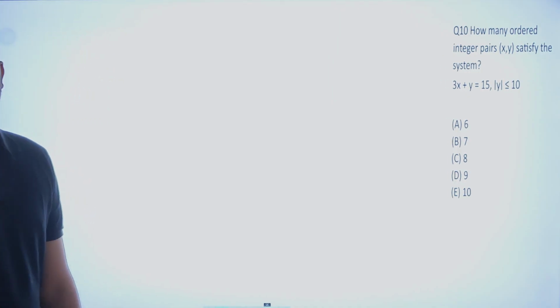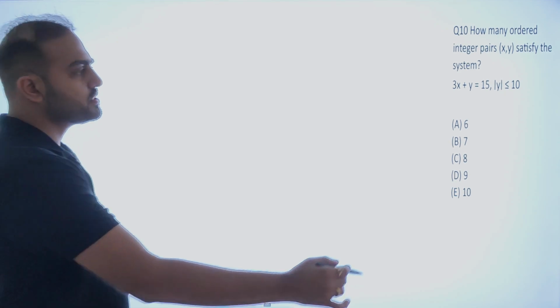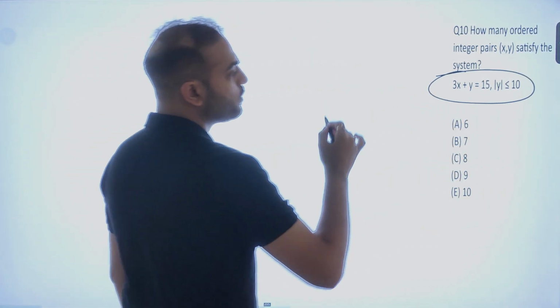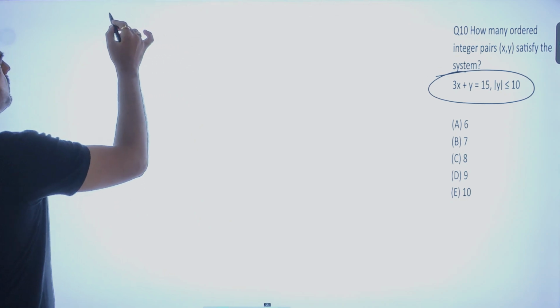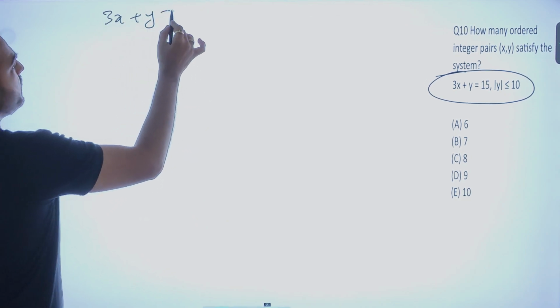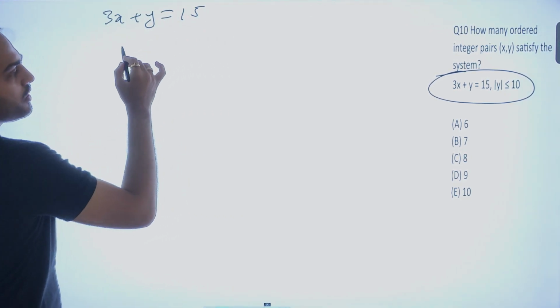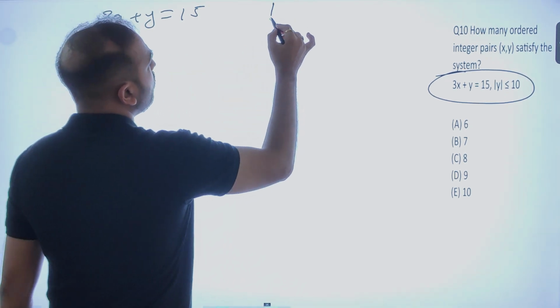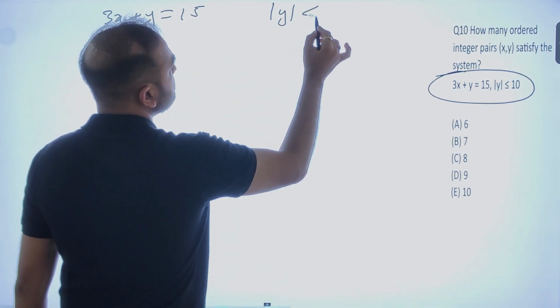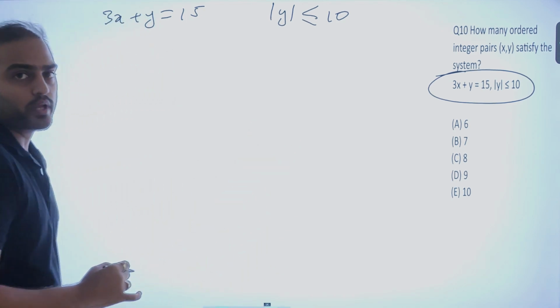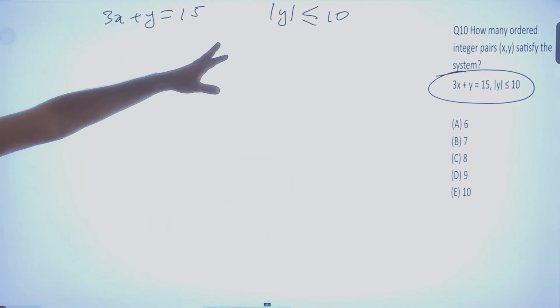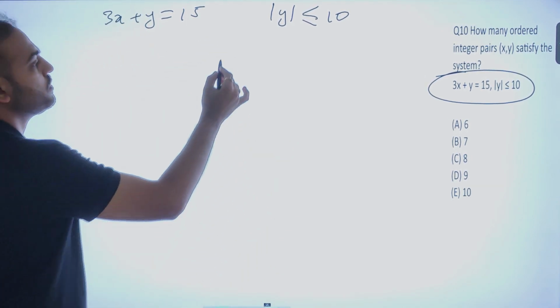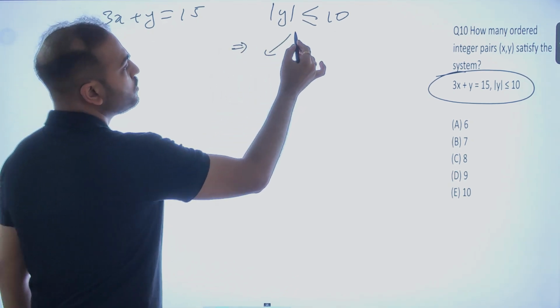Now if you see, these are simultaneous equations. We have two equations here. We have 3x plus y is equal to 15, and we know modulus of y is less than equal to 10. Again, single modulus, what do we do? We break this into two parts.